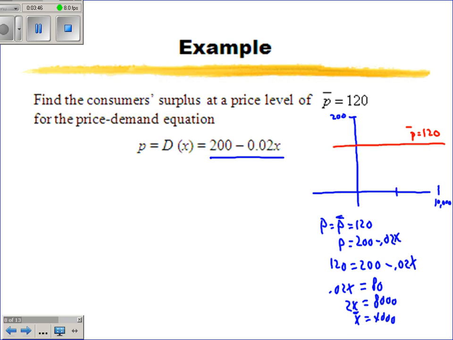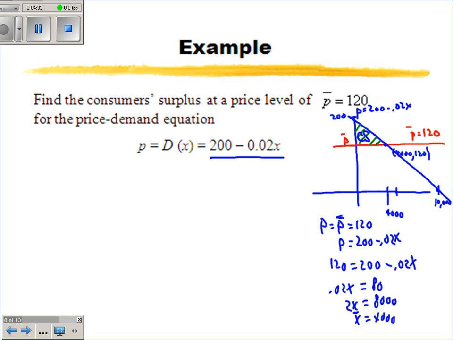So if this is 5,000, 4,000 here is where it's going to intersect. So I know that the graph of this price-demand equation is going to go through that point, (4,000, 120). That equation, I know it was crossing the x-axis here, looks like this. This is your price-demand equation. Then we've got our equation here for the P bar, which is 120. That's just a horizontal line, P equal to 120. So what we're looking for is this, the consumer surplus. That's what the consumers that were willing to buy for a higher price are saving.